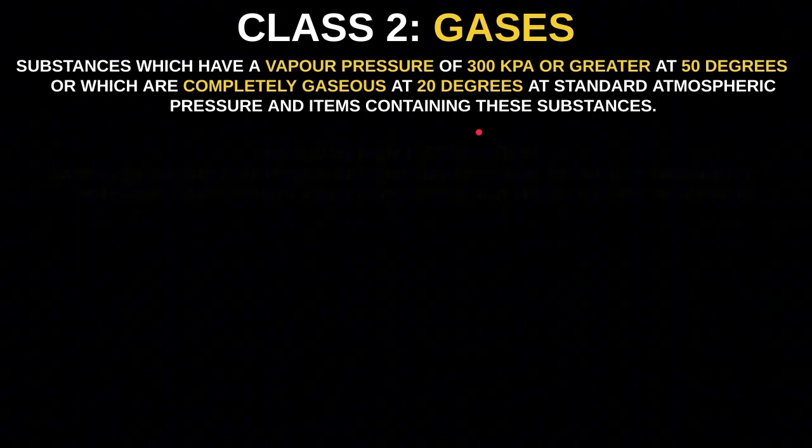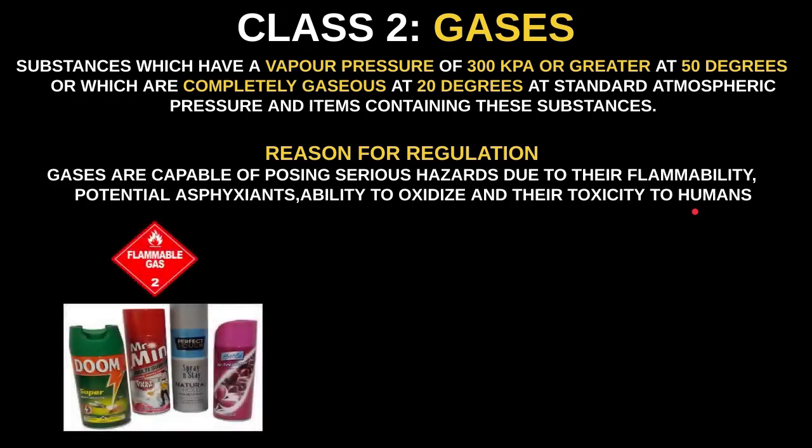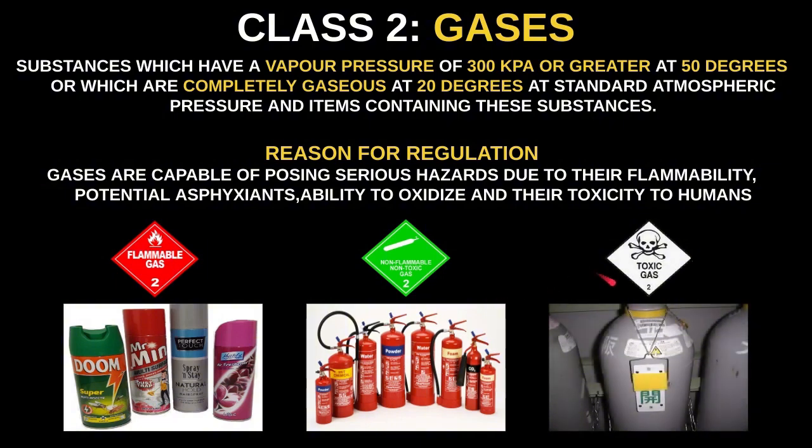What is the reason for this regulation? Gases are capable of posing serious hazards due to their flammability, potential asphyxiants, ability to oxidize, and toxicity to humans. Examples include flammable gas, propane; non-flammable, non-toxic gas, fire extinguisher gas; toxic gas, chlorine. Different diamond labels are used to indicate the type of gas.